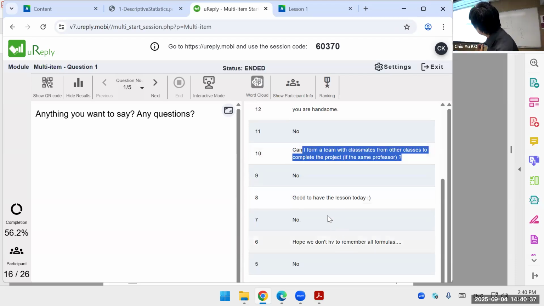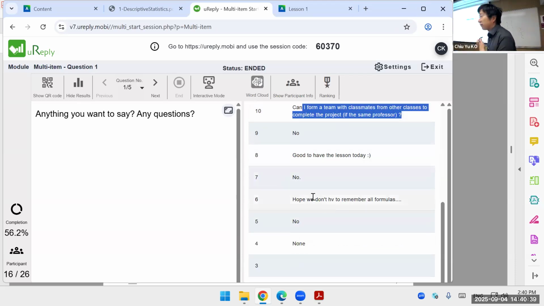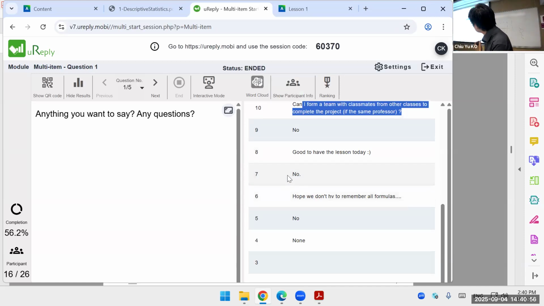Good to have the lesson today. Oh, you don't have to. It's an open book exam. So bring whatever you bring to the exam theater. Do whatever you like. Just no iPad. That's the only thing I don't allow, because of cheating concerns. But otherwise, I don't have anything to say. Okay.